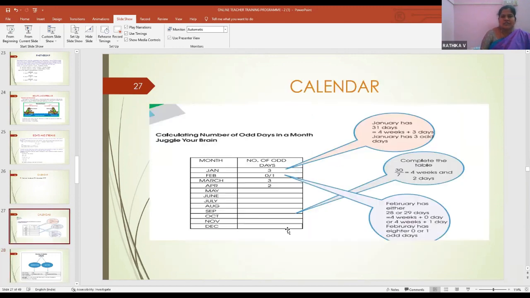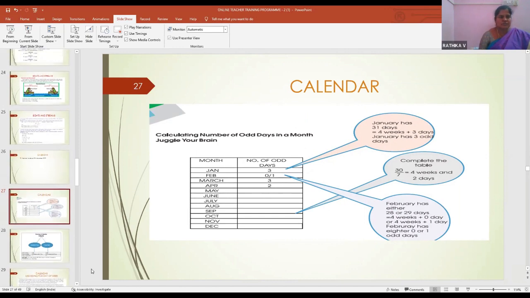Now we have to calculate the odd days for the months. January month has 31 days. You divide 31 by 7, so you get 4 complete weeks and 3 odd days. So it is 3 here. Similarly, for every month we divide by 7 and the number of days left out we call the odd days. Now, based on these odd days, I have to introduce this one.